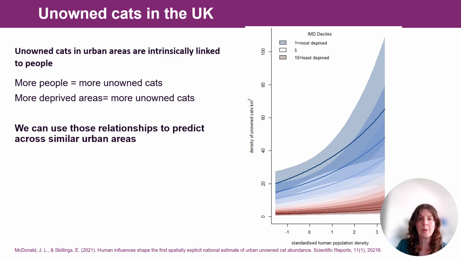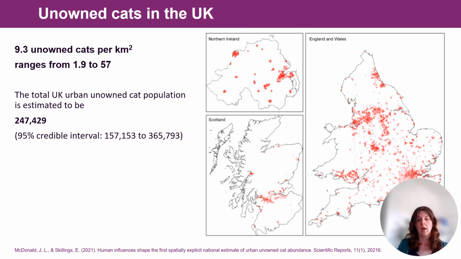So what we can then do is use these relationships to predict across similar urban areas in the UK. So in doing this, we were able to provide the first spatially explicit estimates of the expected distribution and abundance of unowned cats across urban areas at a national scale, as you can see through these heat maps here. Densities of cats range from 2 to 57 per kilometre squared.